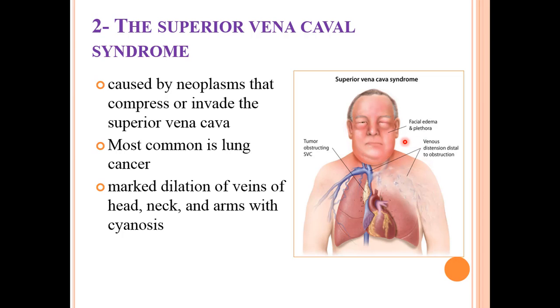So the patient will complain of facial edema, plethora, and congestion and distension of the veins distal to the obstruction, and we can see those as distended and dilated veins of the upper limbs and shoulders and upper chest, along with cyanosis and edema of those organs.